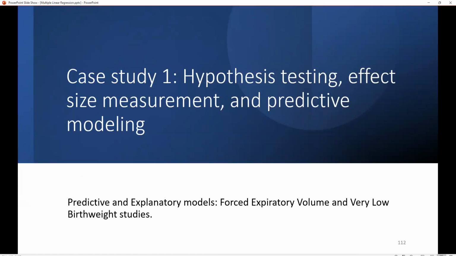Okay, for our first set of case studies, we'll look at hypothesis testing, effect size measurement, and predictive modeling. For this first model, we'll do a predictive model, and we're looking at forced expiratory volume. And for a second, we're going to do an explanatory model, and that's very low birth weight.